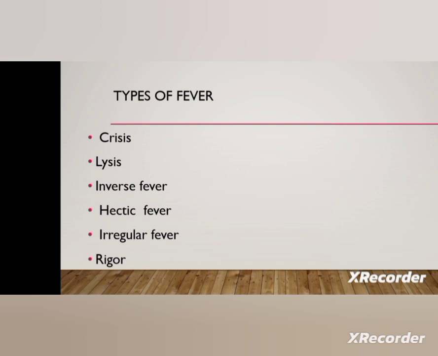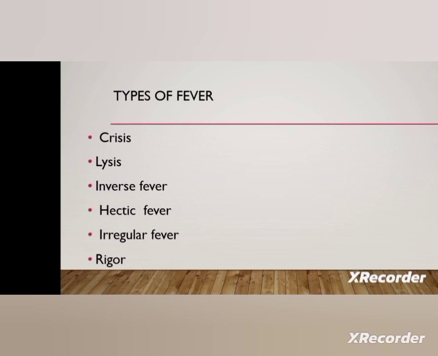Next one, lysis. Lysis means the temperature falls in a zigzag manner for 2 or 3 days or a week before reaching normal, during which time the other symptoms also gradually disappear. So lysis means the temperature falls in a zigzag manner along with the decrease in other signs and symptoms and improvement of the patient's condition.